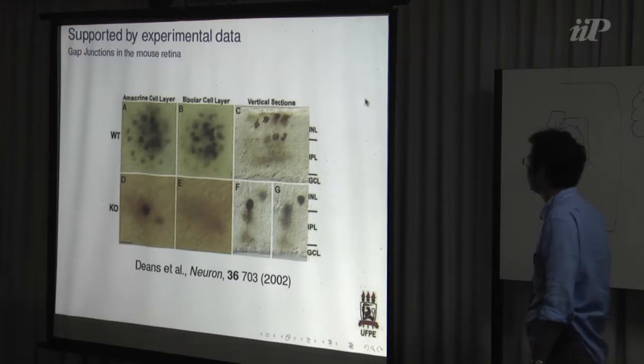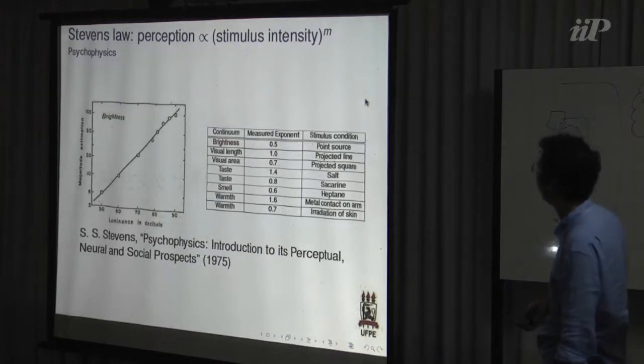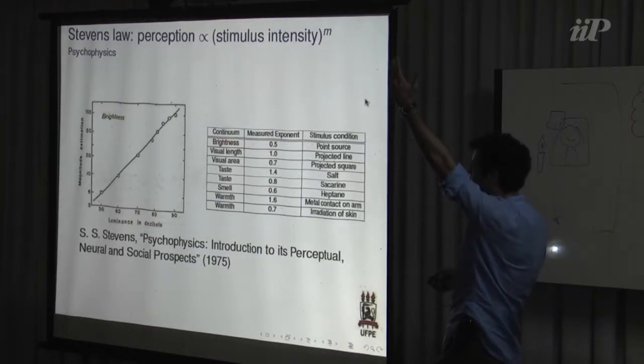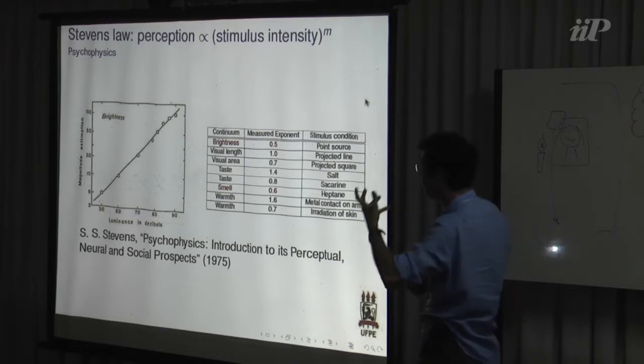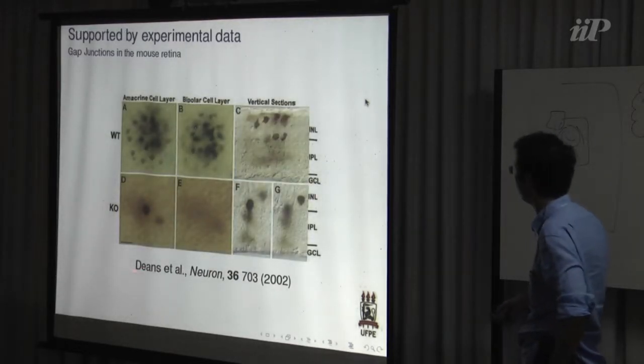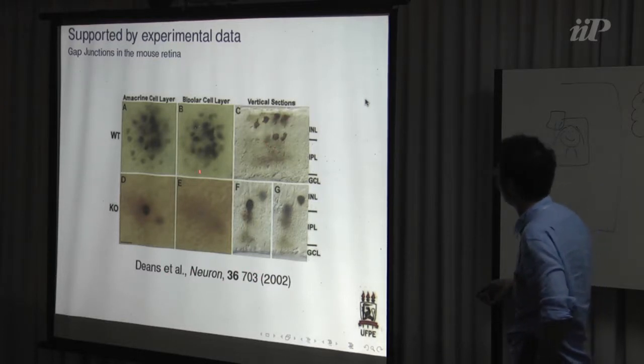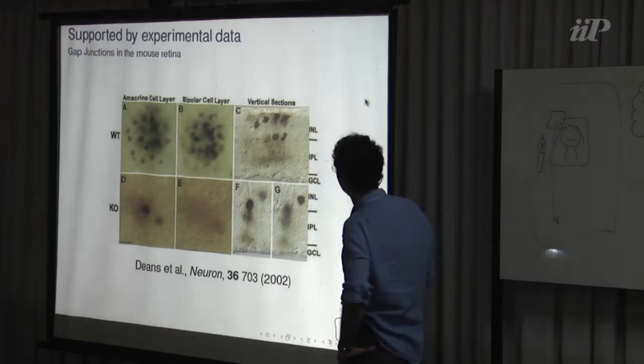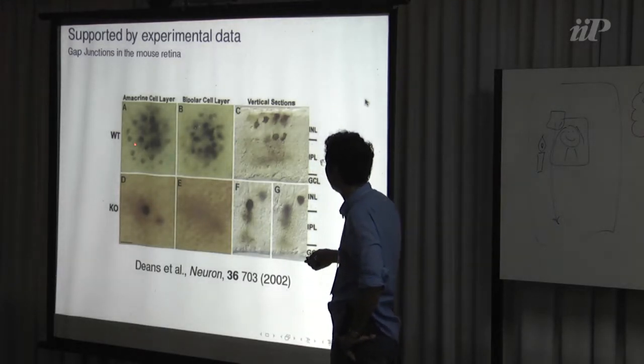Let me talk about some other data which is not psychophysical. Psychophysics is very distant, right, from sensory neurons. So let's go to the retina. This is work in 2002 by Deans et al. and David Pohl. What I'm showing here is different sections of the mouse retina.